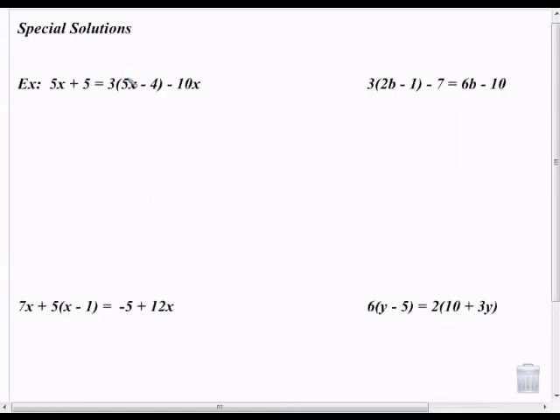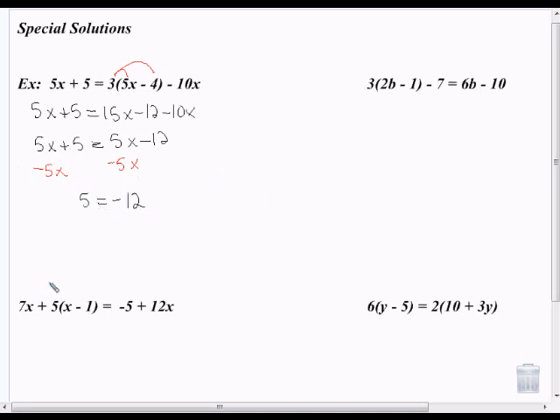But I'll work it through quickly, but I'll still tell you the steps. So I'm going to distribute this 3 first. Okay, and then I'm going to collect like terms. And then I'm going to subtract 5x. And I'm going to get 5 equals negative 12. What do you guys think? Does 5 equal negative 12? Anybody? Okay. No, 5 does not equal negative 12.